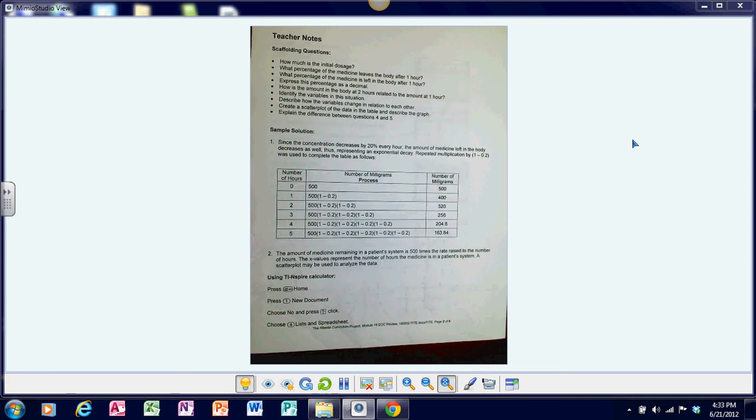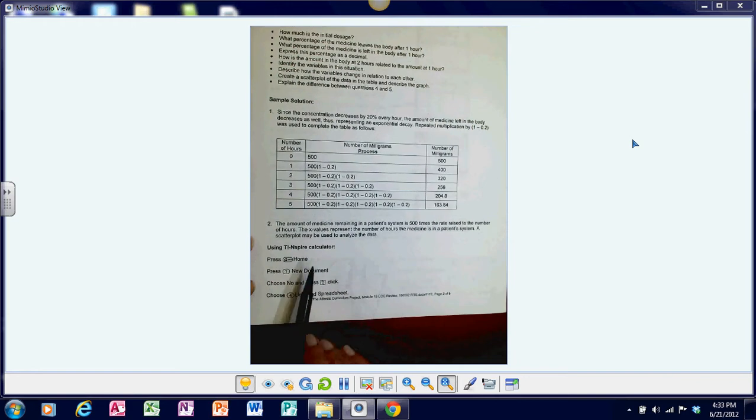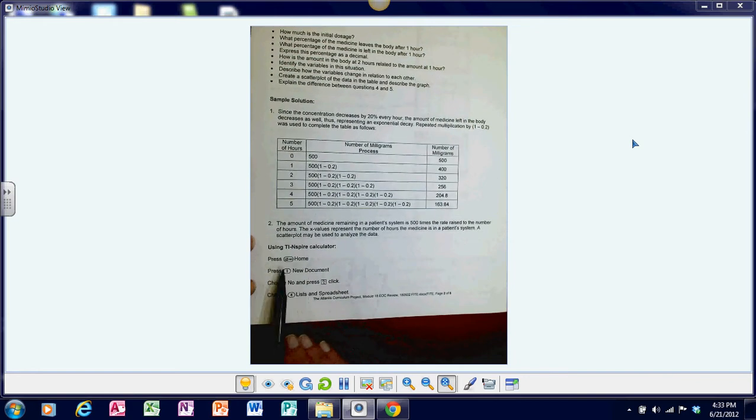Number 2, using symbols and words, describe the functional relationship in this situation. Discuss the domain and range of the function rule and of the problem situation. Does this situation represent exponential growth or exponential decay? Explain your reasoning. So for number 2, we can use our TI-Nspire calculator.